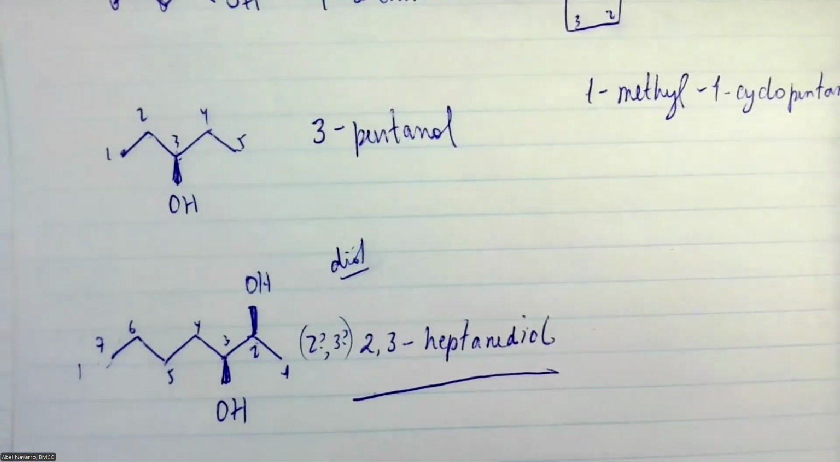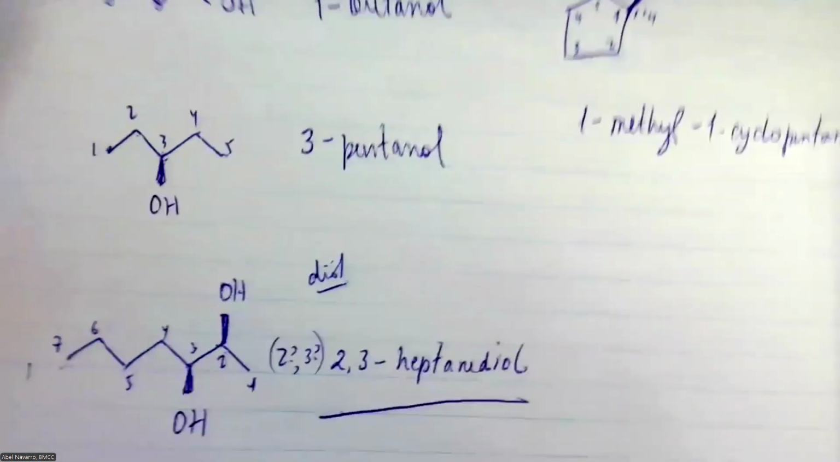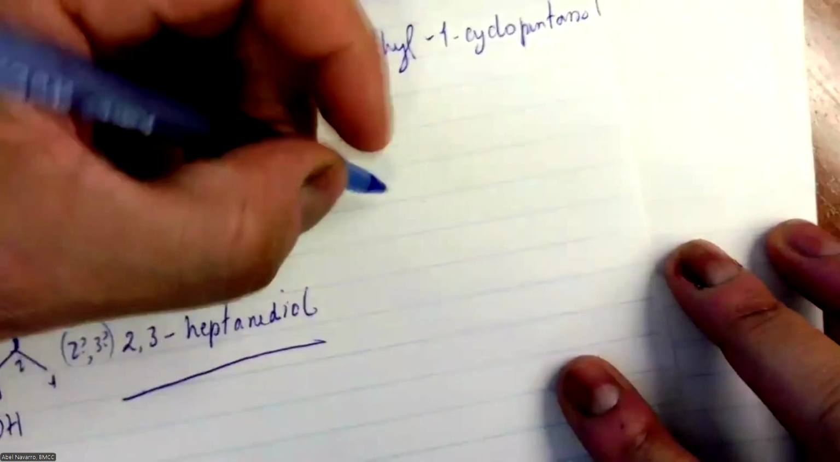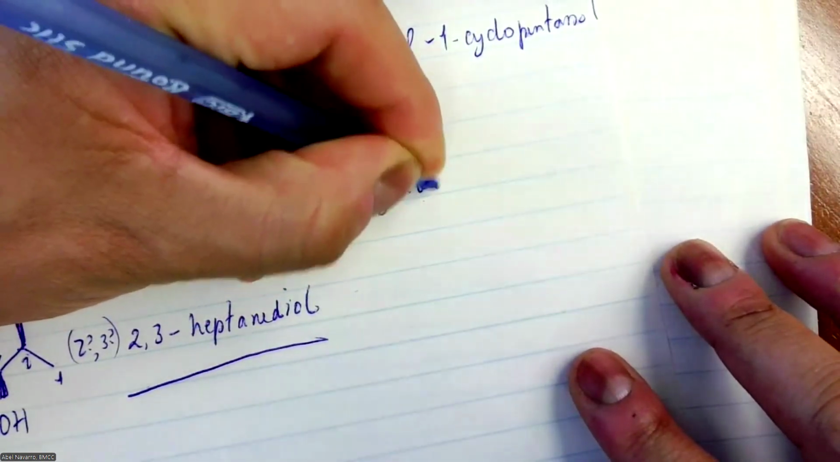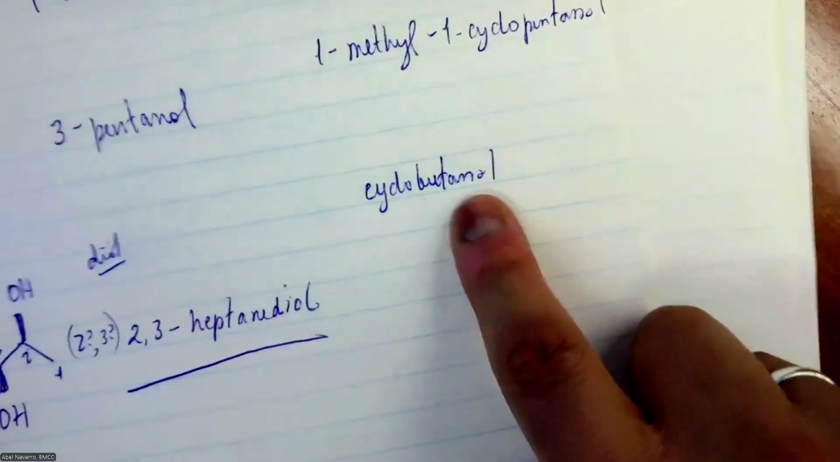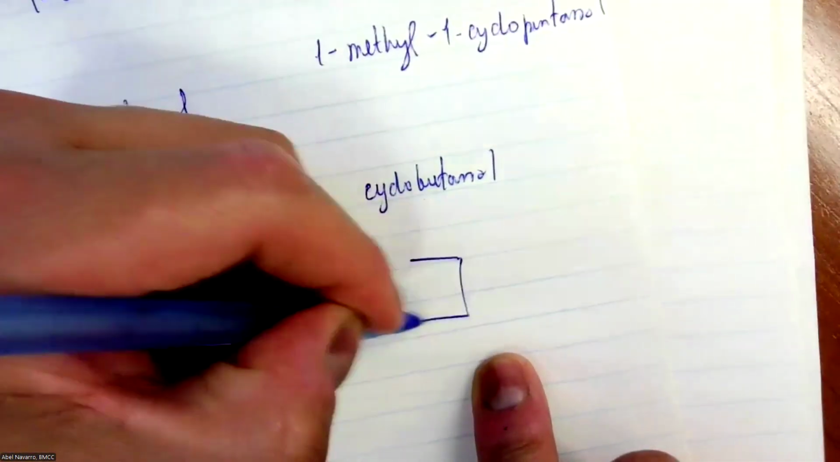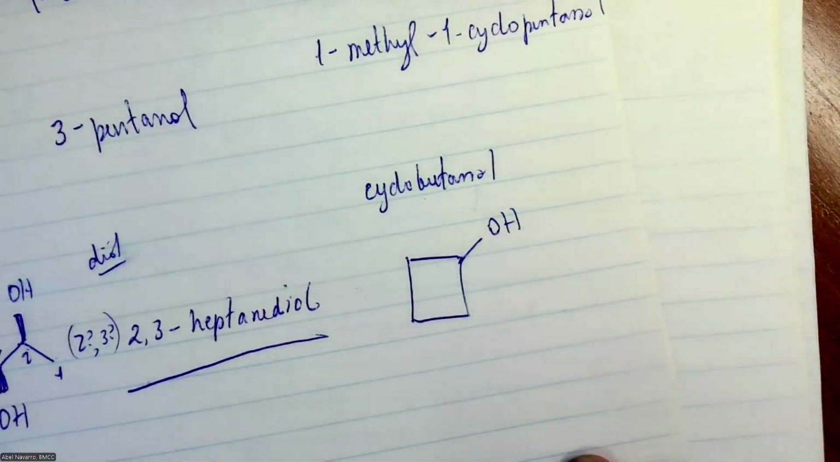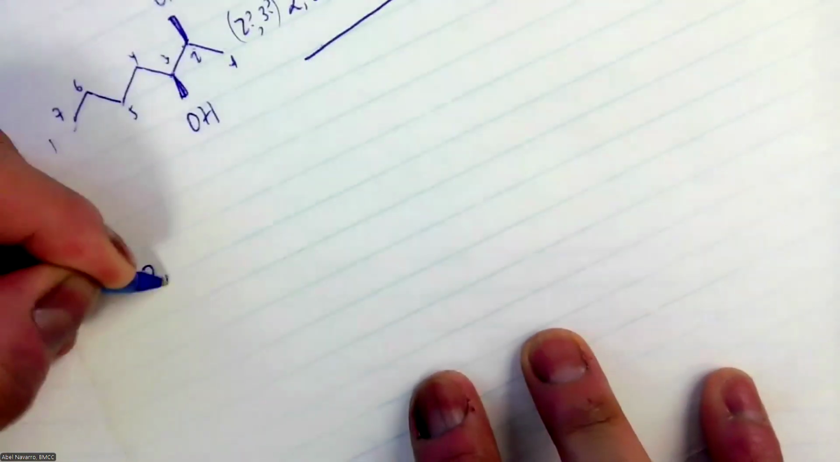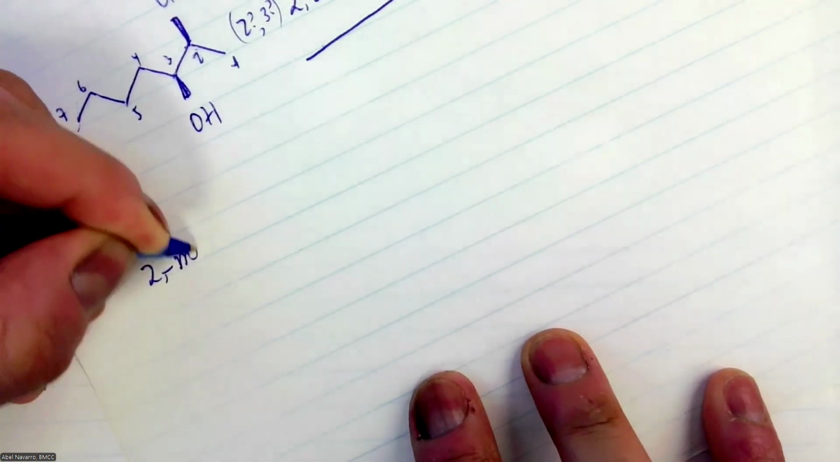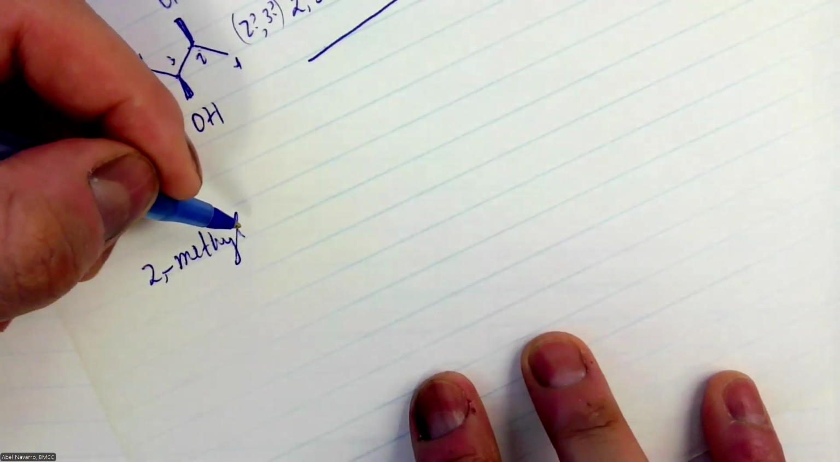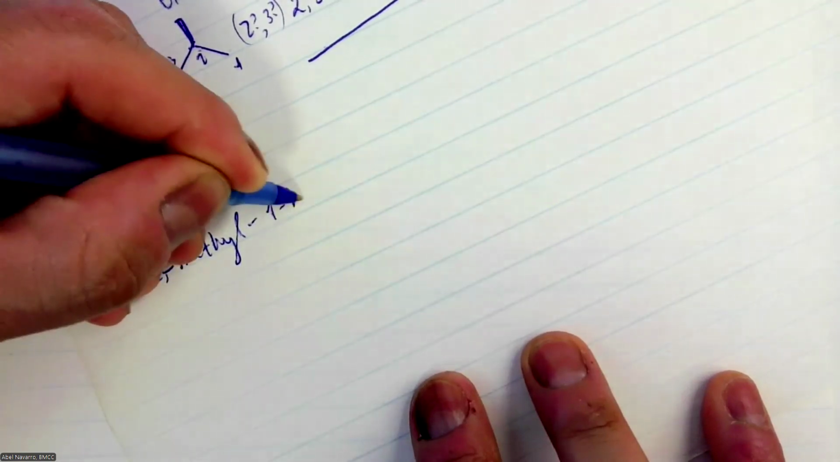Once again, do we need to study for the quiz or the exam? No. But I'm relying on you that whenever I tell you pentanol, or if I tell you cyclobutanol, you know what I'm talking about. Cyclobutanol: butane is cyclobutane, and cyclobutanol means that it has an OH. If I tell you 2-methyl-1-hexanol.